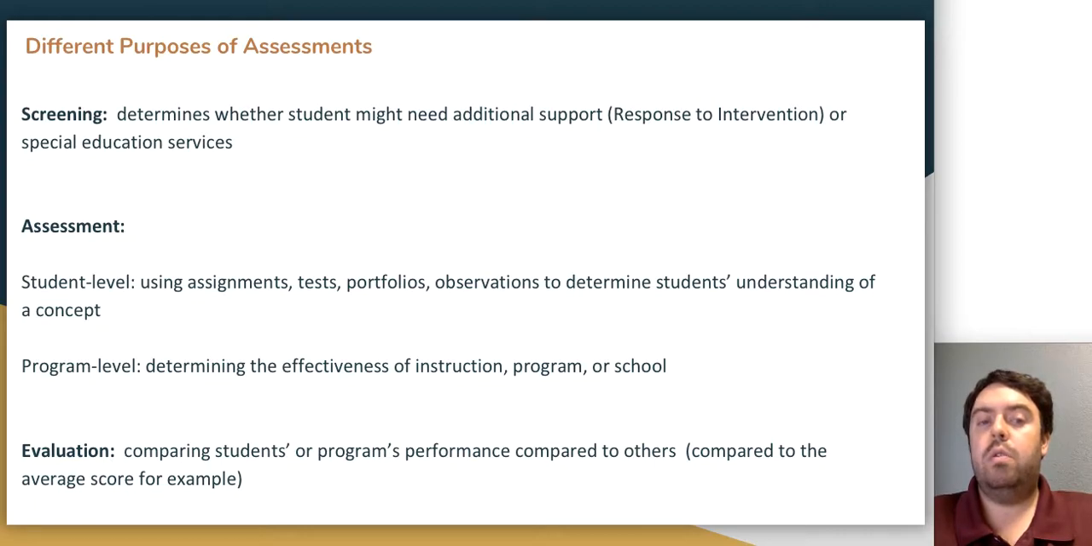Assessment in general could be just what students receive to judge and measure their learning. Assessments at the student level primarily focus on whether students are acquiring the knowledge at the appropriate pace and have understood the instruction fully. Then there's also program level assessment, which measures whether a school or an early childhood program is being successful. Next, we have evaluation, which compares either students' or programs' performance with others.